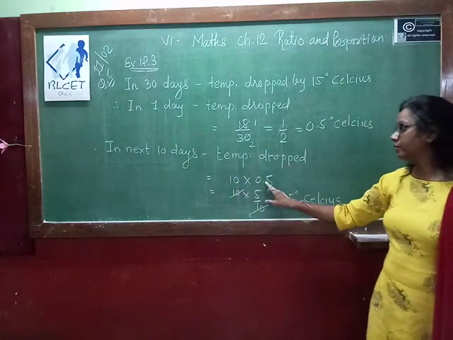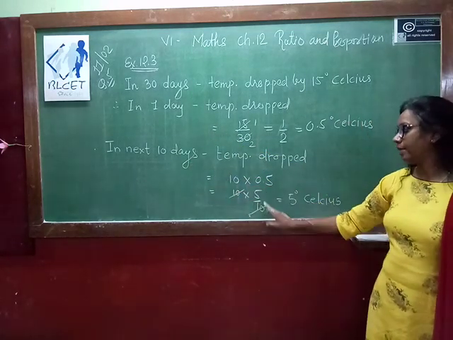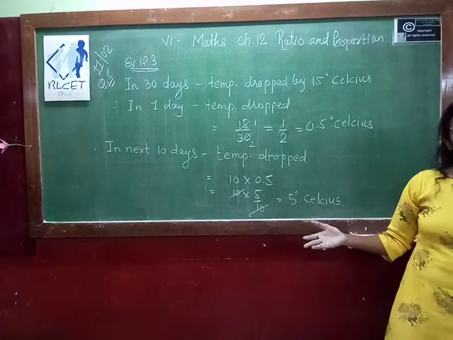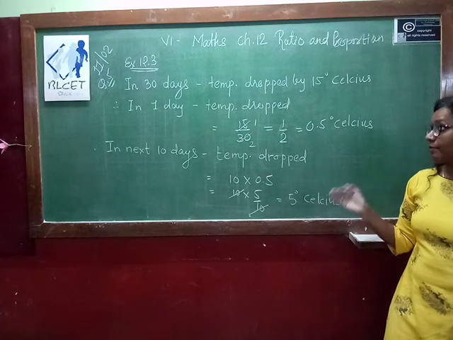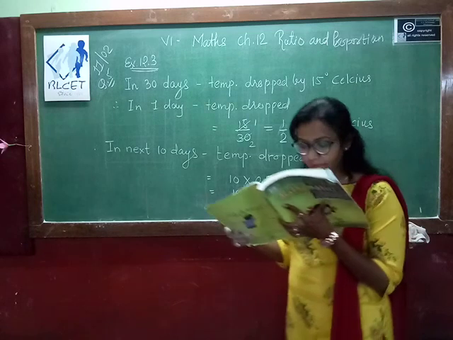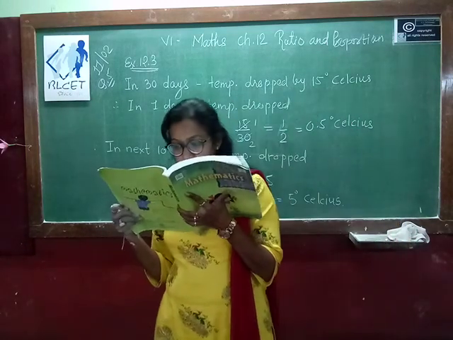So 10 into 0.5. 10 into 5 by 10, 10 will get cancelled. So what is the answer? 5 degrees Celsius. So in next 10 days, 5 degrees Celsius temperature will be dropped. So this is all about your question number 5. Move on to the next question. Question number 6.